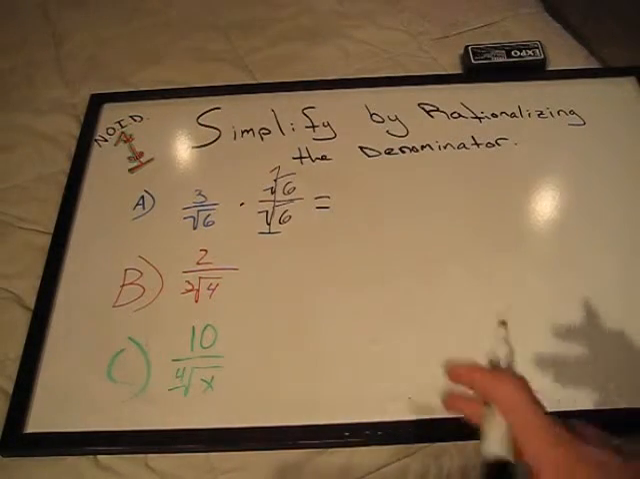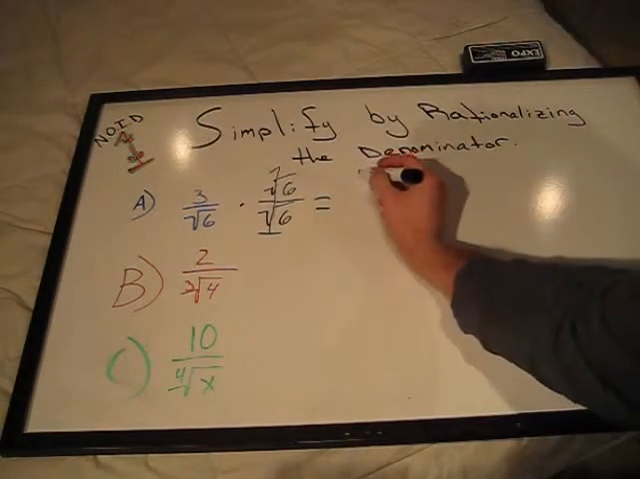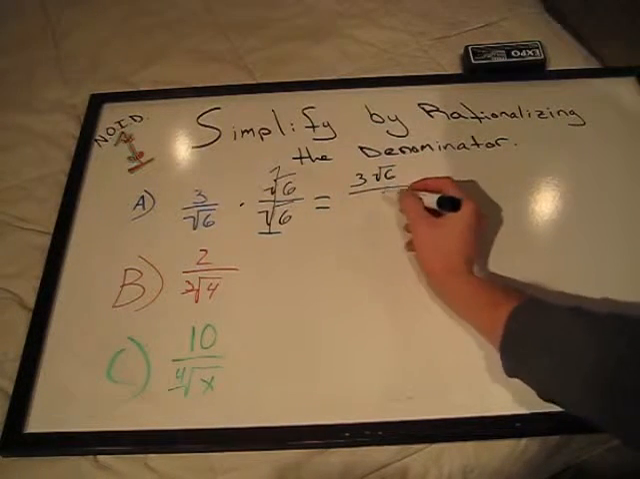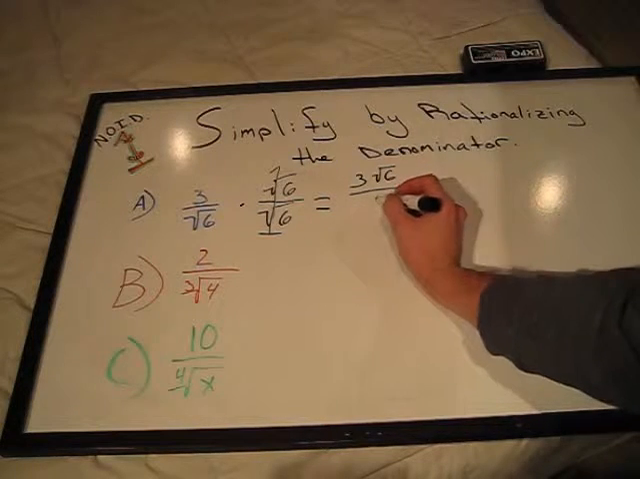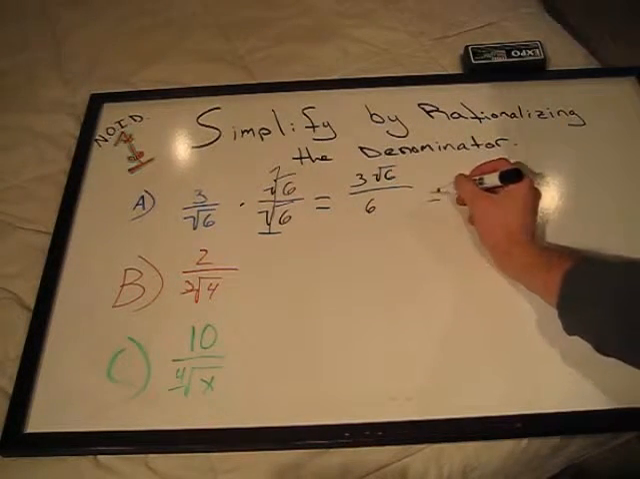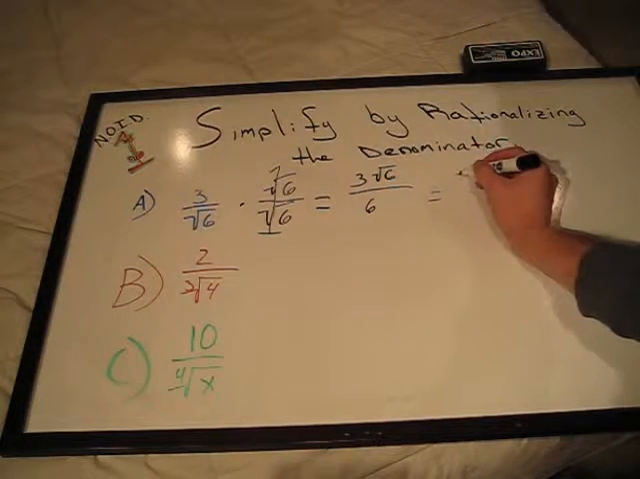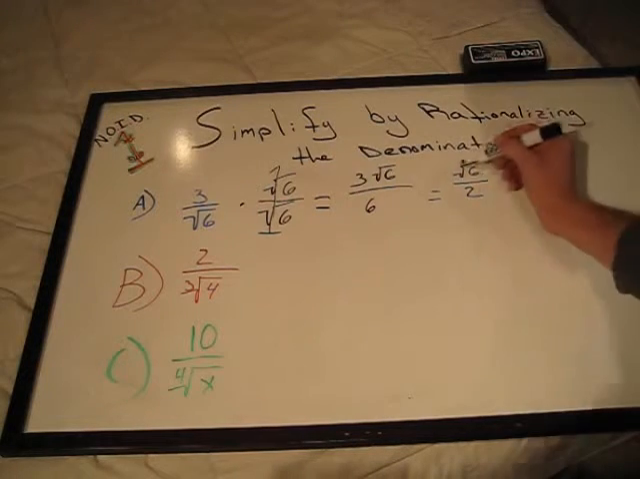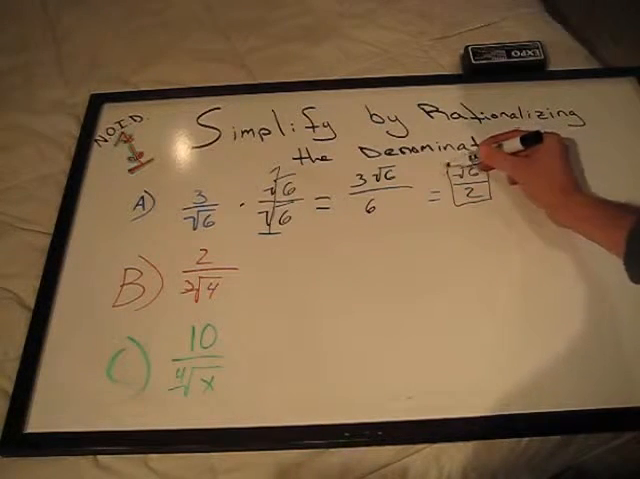So now that we have that, we'll multiply it out. We get 3 times the square root of 6 over 6. Now we can simplify that further. And we'll take a 3 out, and we'll get the square root of 6 over 2. And that's our answer for A.